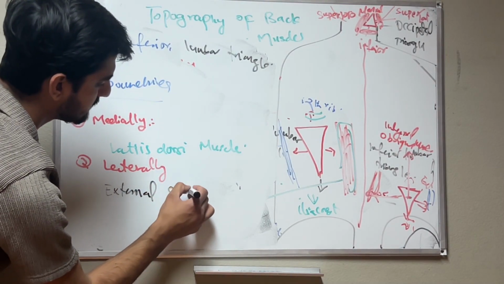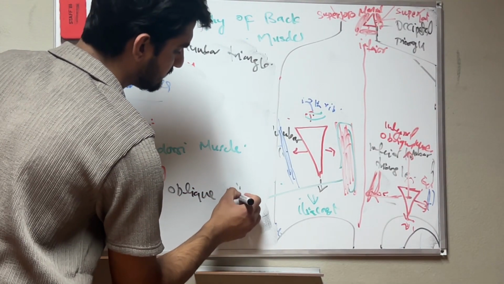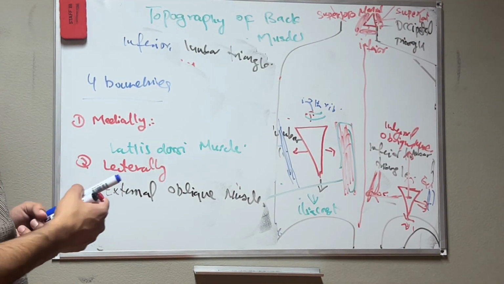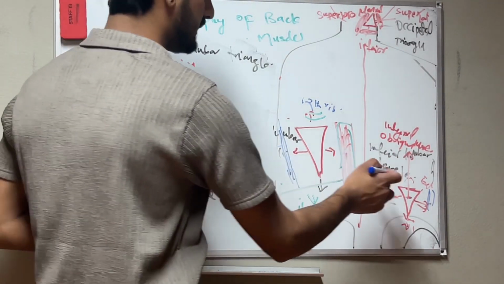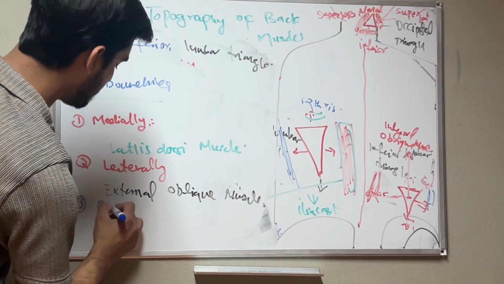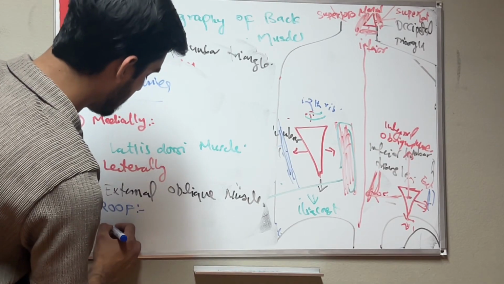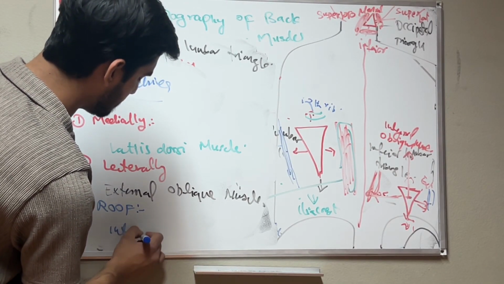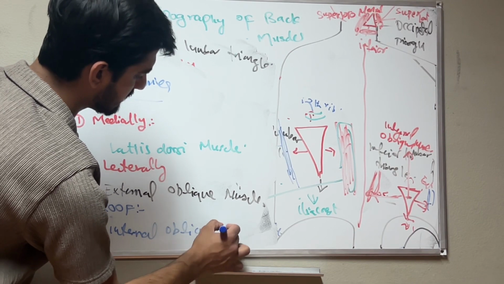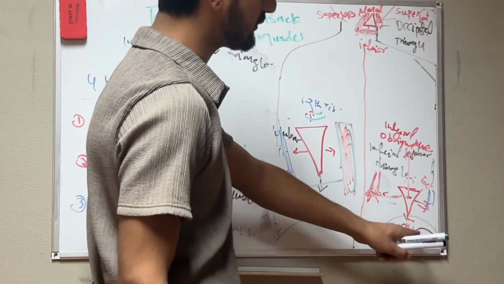Or the aponeurosis of the external oblique muscle. Next, the roof of the inferior lumbar triangle: the muscle located there is the internal oblique muscle, and at the bottom we have the iliac crest.